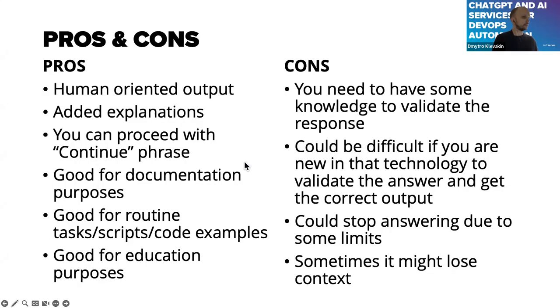What else? So, pros and cons. As I promised, let's switch to the more philosophical part. ChatGPT provides human-oriented output, and it can add explanations. You can also proceed with a continue phrase in case you are not satisfied with the reply or ChatGPT just stops answering. As I mentioned again, it's good for documentation. If you provide a lot of context, it can compile a documentation article for you. And it's good for routine scripts, tasks, code examples, automation. If the scripts are standard, it can generate them for you. And it's good for education purposes, when you have a script and would like ChatGPT to explain what's happening inside.